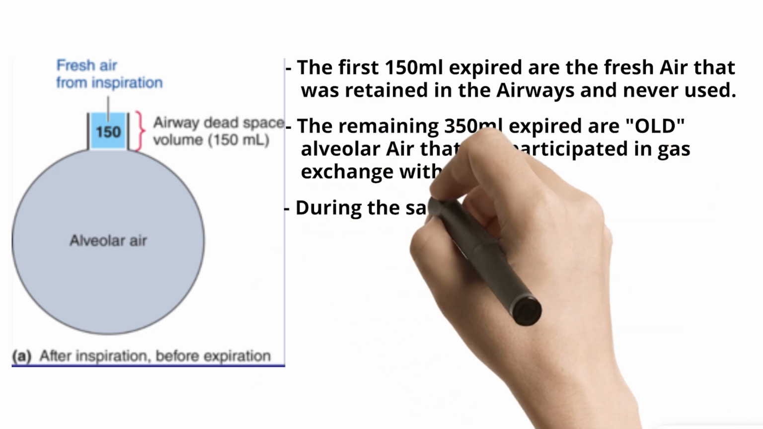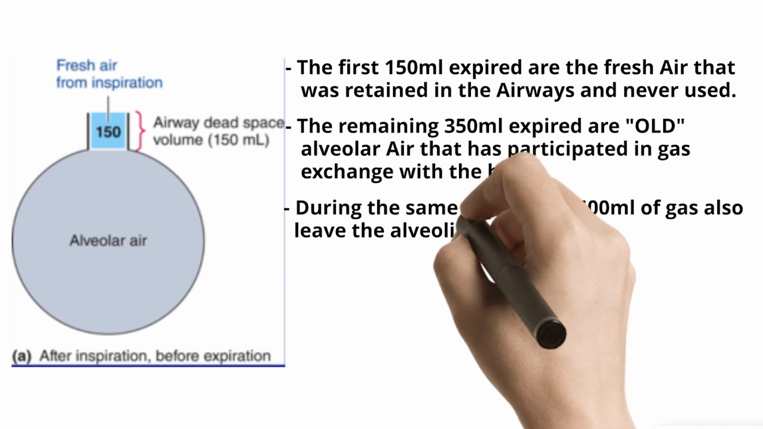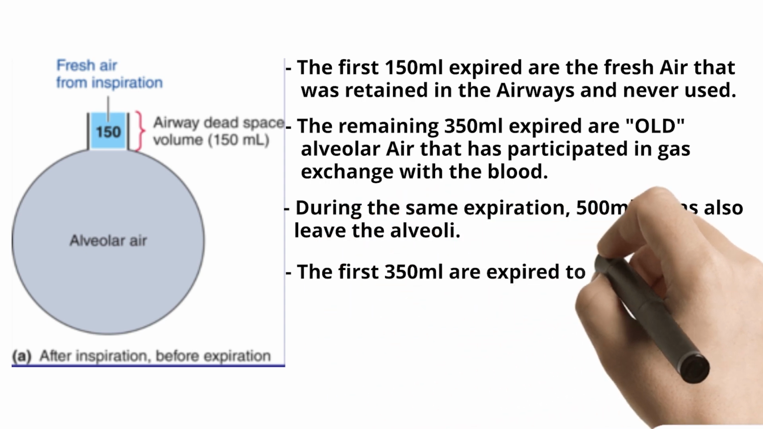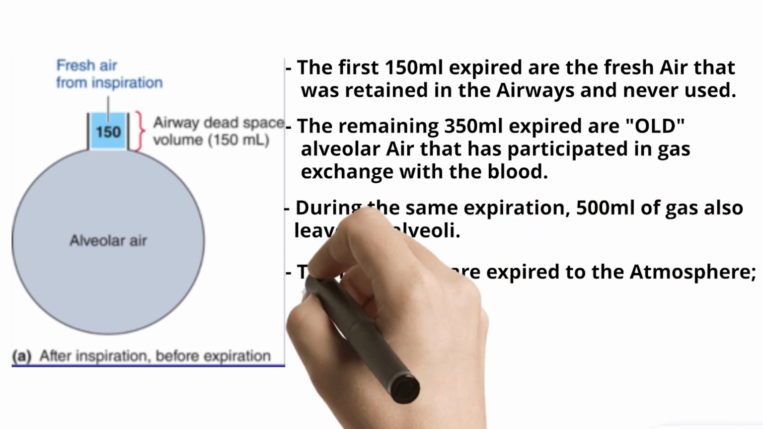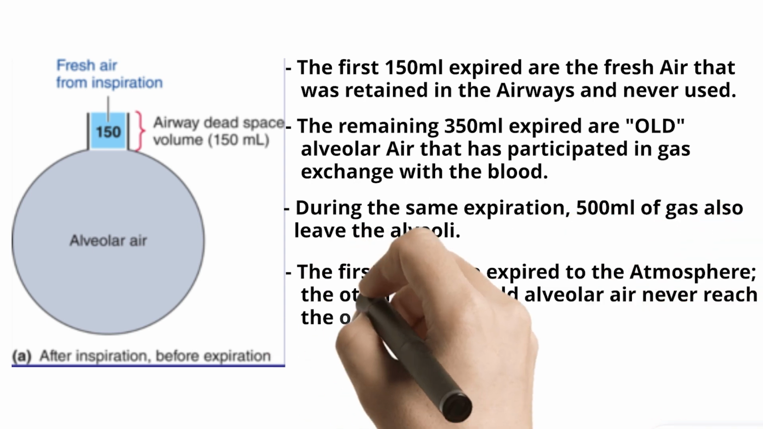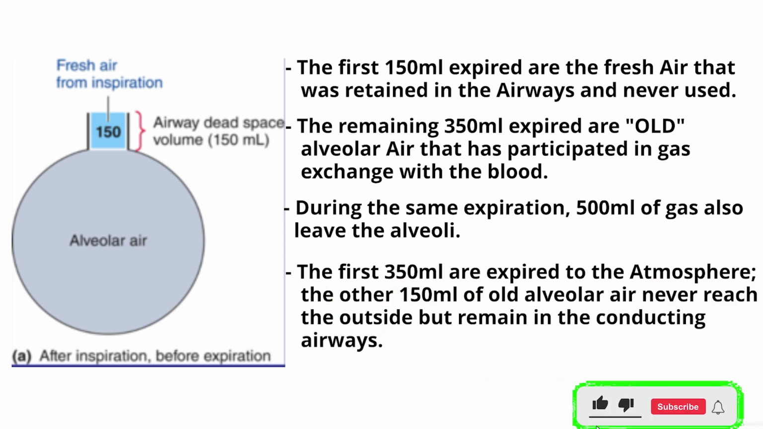During the same expiration, 500 milliliters of gas also leave the alveoli. The first 350 milliliters are expired to the atmosphere. The other 150 milliliters of old alveolar air never reach the outside but remain in the conducting airways.